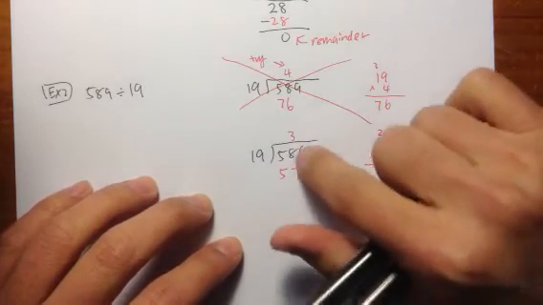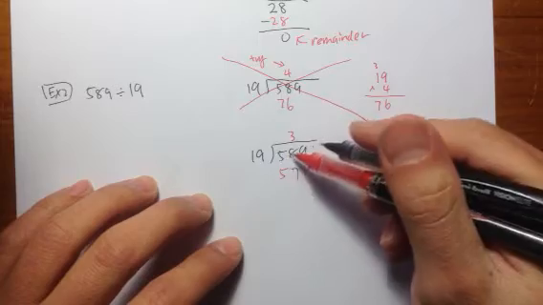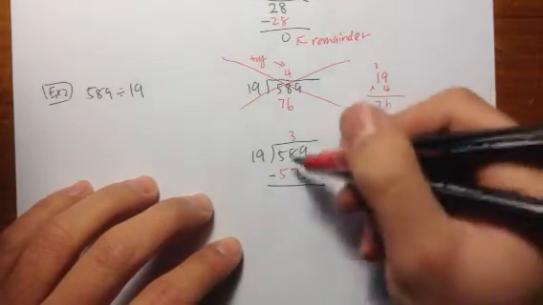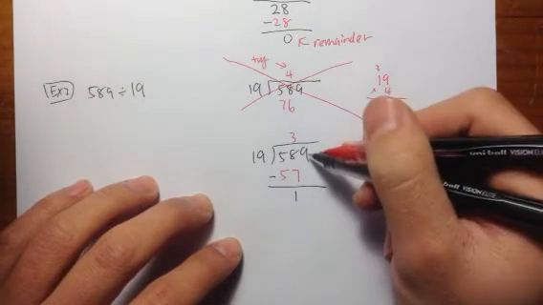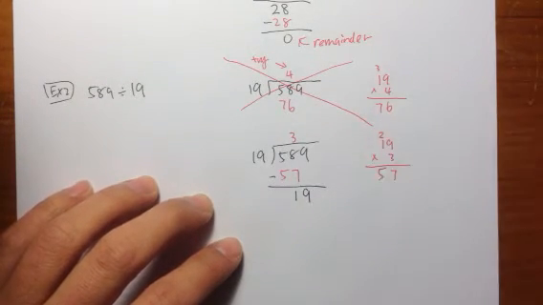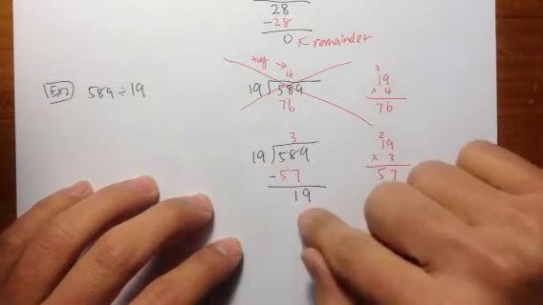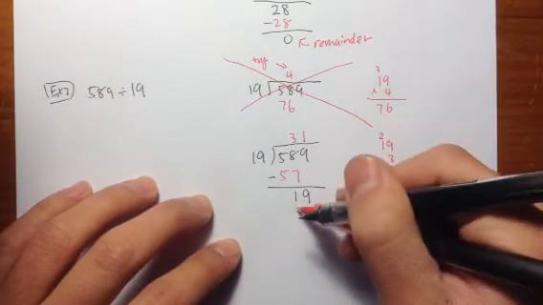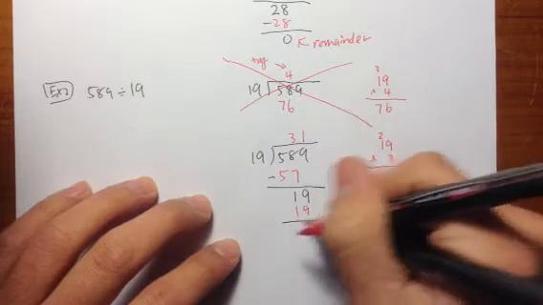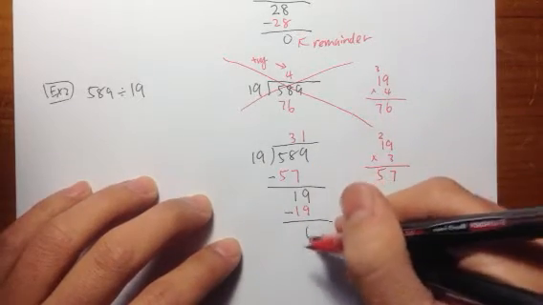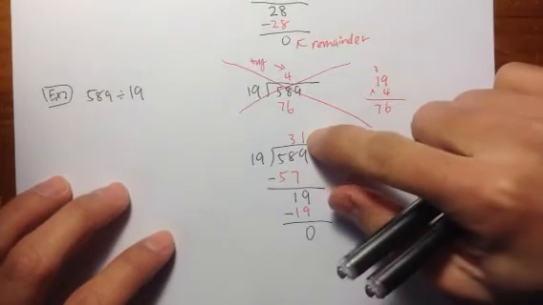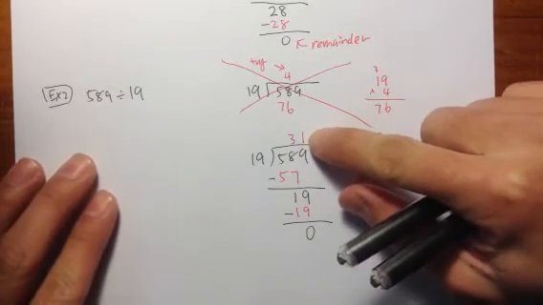And that's just enough, right? That's just about right. 58, and we're going to subtract 57, and we get 1. Bring down the 9. 19 goes into 19 exactly once, right? 1 times 19, you get 19. And when you subtract, you end up with 0. So again, the quotient is equal to 31. The answer is equal to 31.